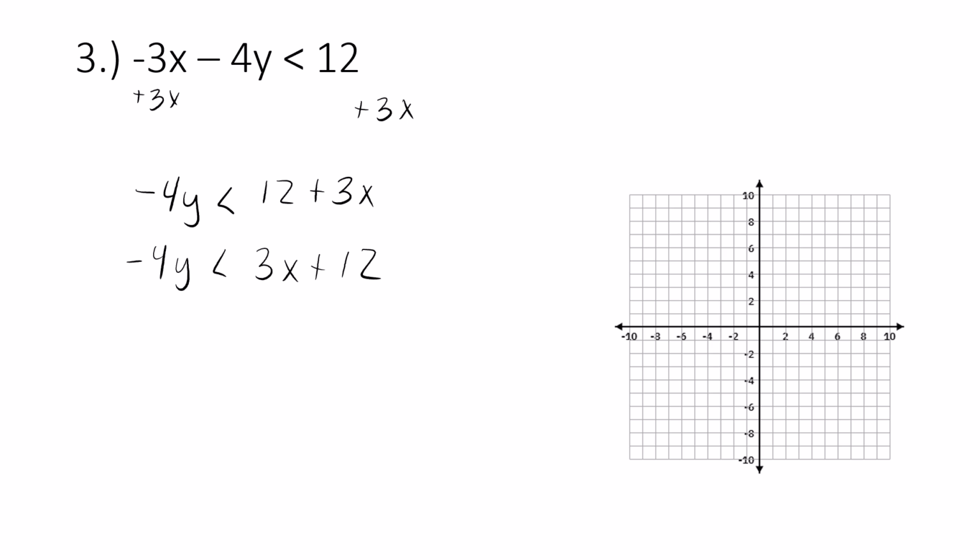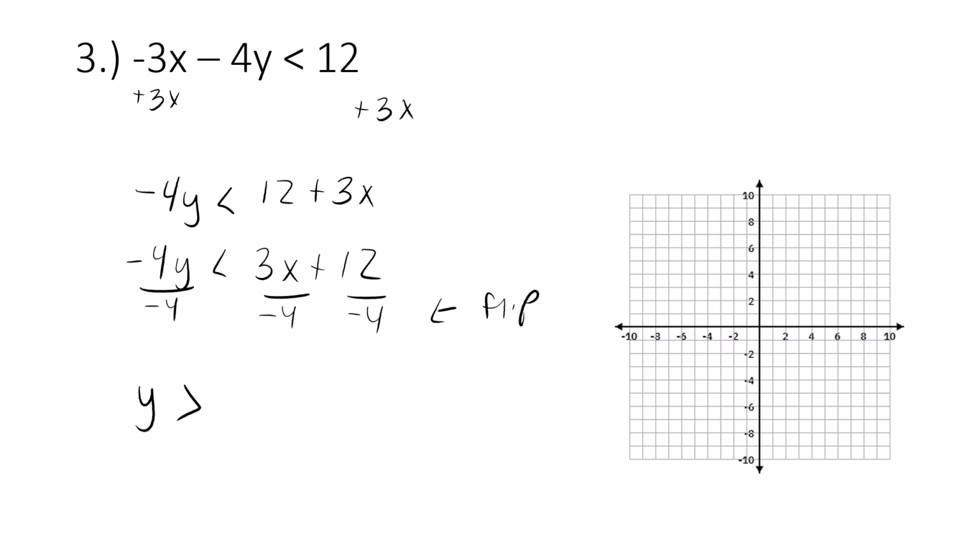Now, when you go to do your division, don't forget to divide everything, okay? And because you are dividing by a negative, you do need to flip that inequality around. So -4 divided by -4 is +1. And that's what triggers that flip, is we have changed the sign of that side.